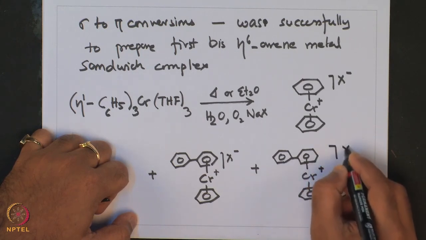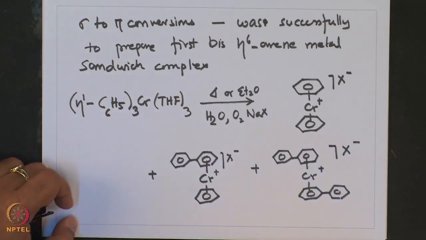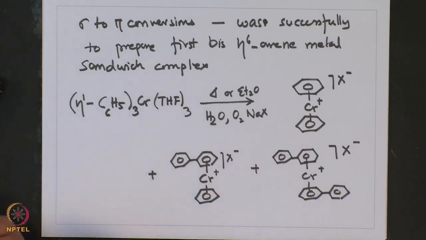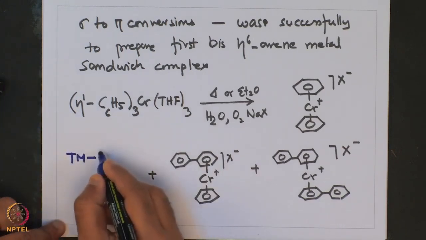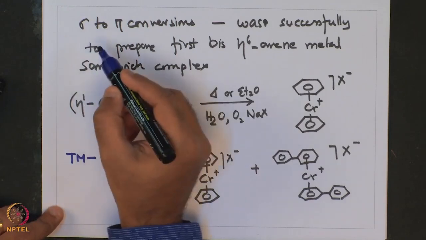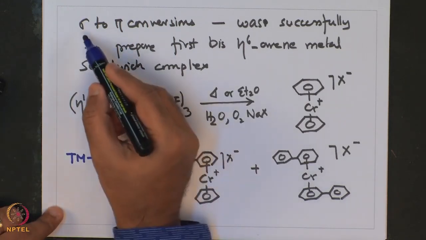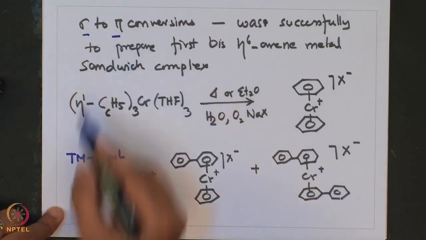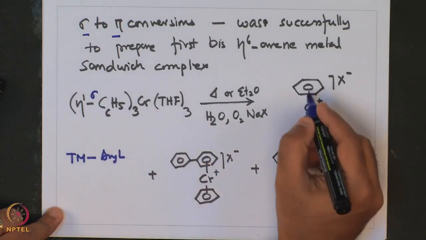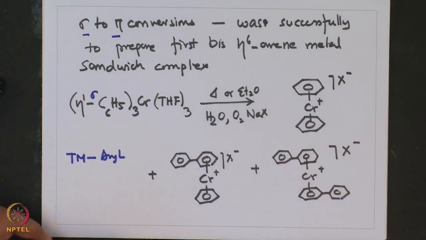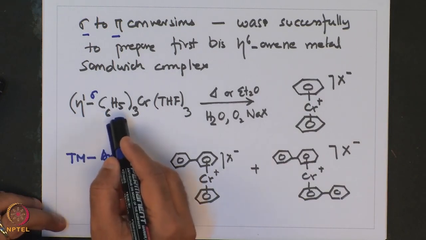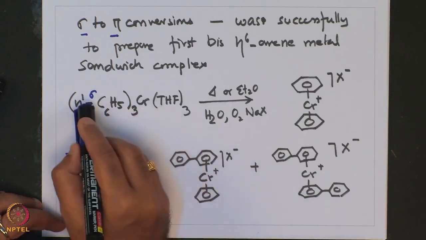plus X minus. So this is an interesting example and unique to transition metal sigma aryl complexes, that they can undergo a shift from sigma to pi bond. This was an example where they are bound in a sigma fashion to the metal center, and then it binds with this pi cloud, and there are 3 C6H5 moieties bound to chromium in an eta 1 fashion.